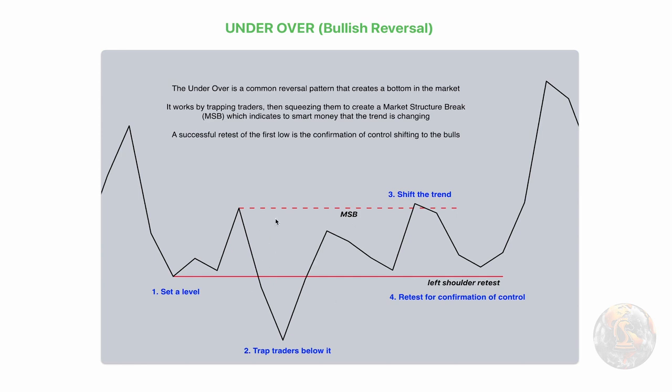So on this line chart, we have the market structure level in dashed red. We have the low in solid red. So for an under-over to form, price goes underneath the low, it then comes back up and it goes over the market structure break level to shift the trend and give you a high probability reversal. That's simple. So that's the name.